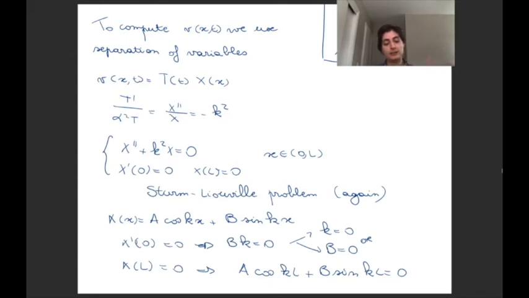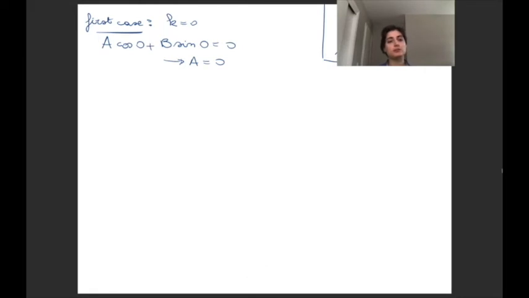Imposing X at capital L equal to 0 gives you a condition on a, k, and b that is of the form a cos kL plus b sin kL equals to 0. Let's look at the first case first. So would k equal to 0 give you a non-trivial function as a solution? Well, k equal to 0 means that the combination of everything would always be a cos 0 plus b sin 0.